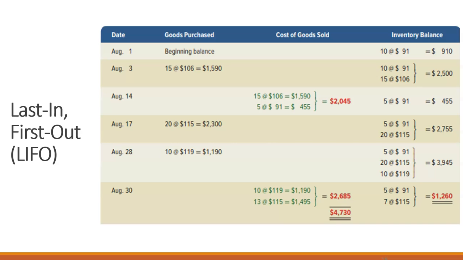We then purchased an additional 30 bikes. On August 30th, we sell 23 bikes. Those 23 bikes are going to be our most recent cost. First, we're going to sell the 10 bikes we bought on August 28th. And then we're going to take out costs of 13 of the bikes that were purchased on August 17th. Under LIFO, our cost of goods sold is $4,730, and our ending inventory balance is $1,260.